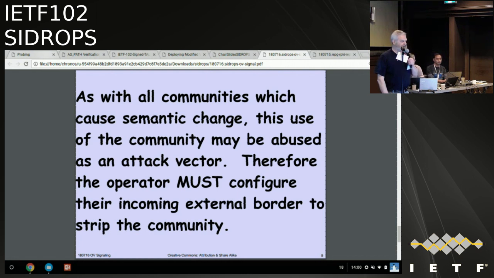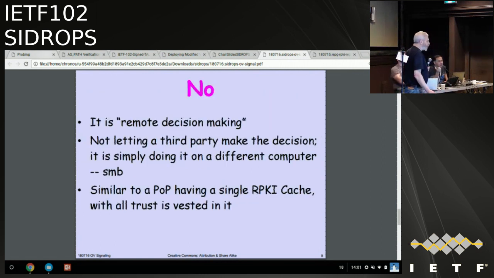Oh, that's interesting. It's truly a question. I'm not picking. Oh, right. But I'm saying when I get it back from the route reflector and it says this prefix origin pair is invalid, I look in my RIB and I find all such prefix origin pairs that match that, and I treat them as invalid also.